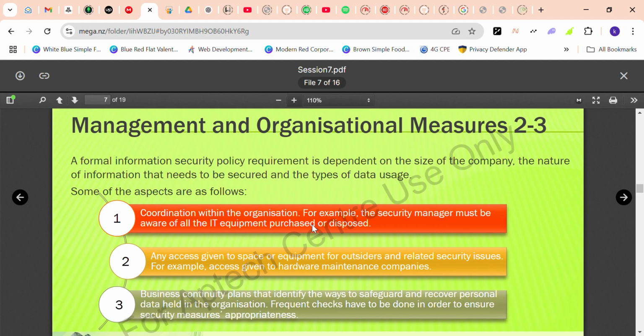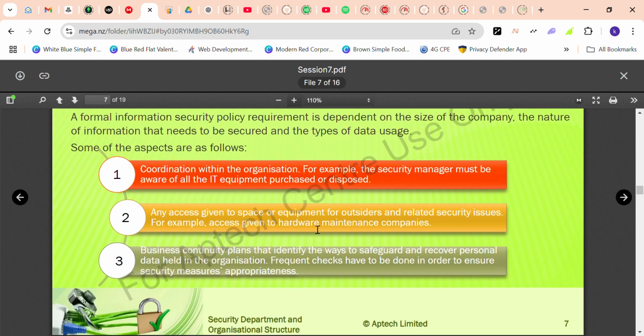Now, a formal information security policy requirement is dependent on the size of the company, the nature of information that needs to be secured, and the type of the data usage. Some of the aspects are as follows. We are talking of the type of data usage that needs to be safeguarded.